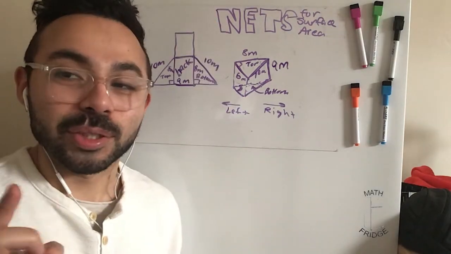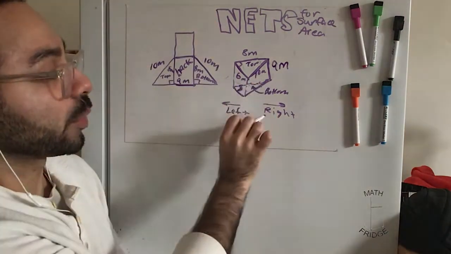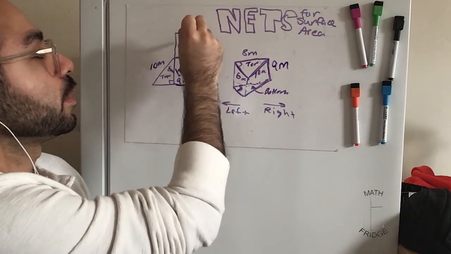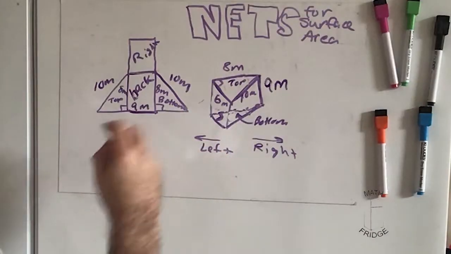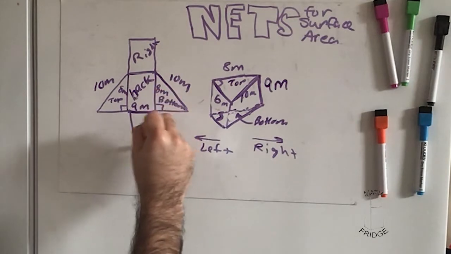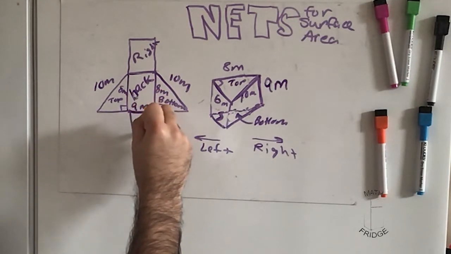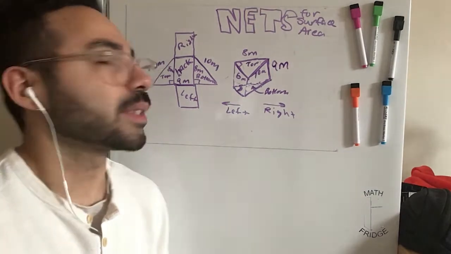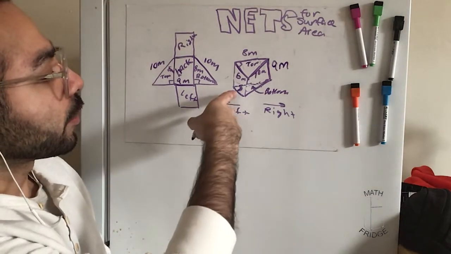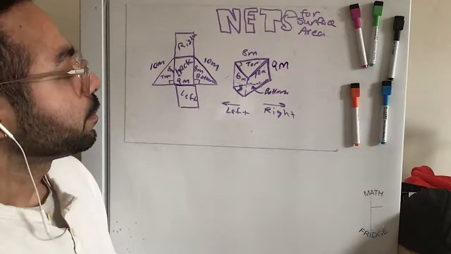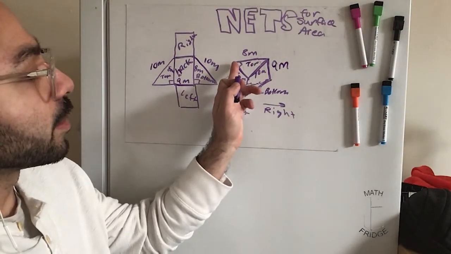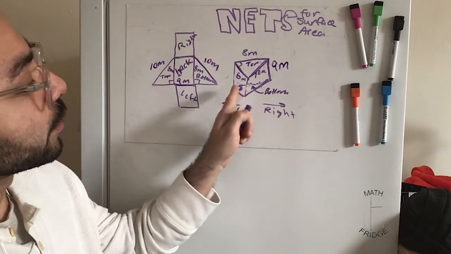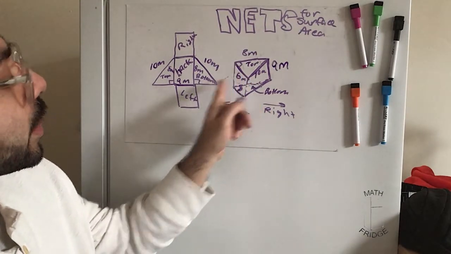Now let's make sure that we're labeling. Since this face is going in the right direction, we're going to label this right. And this one's going in the left direction, so we're going to label this left. So it's starting to look like the nets that we're familiar with. Now we have our left net going that way. And we said that the length of the bottom leg of this right triangle is 6 meters. So if we're opening it to the left, the length is going to be here.